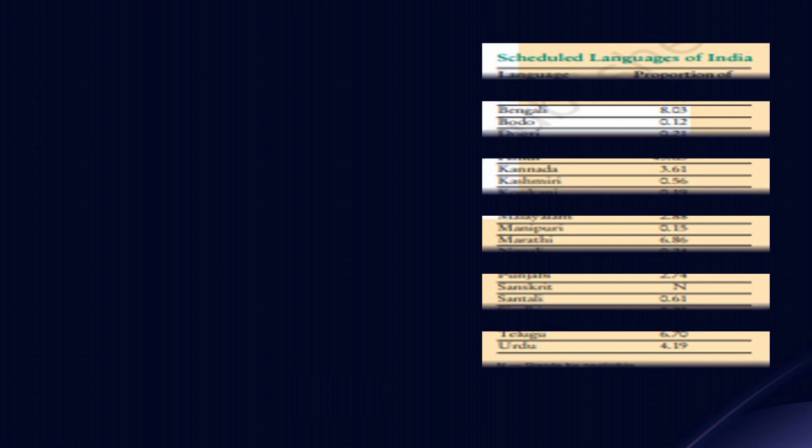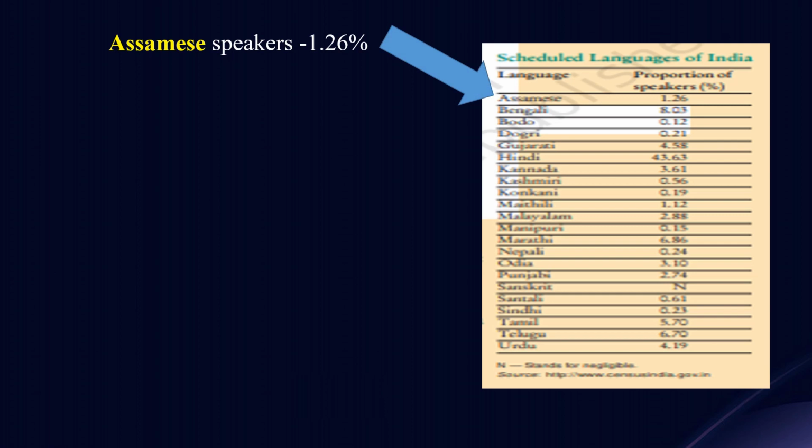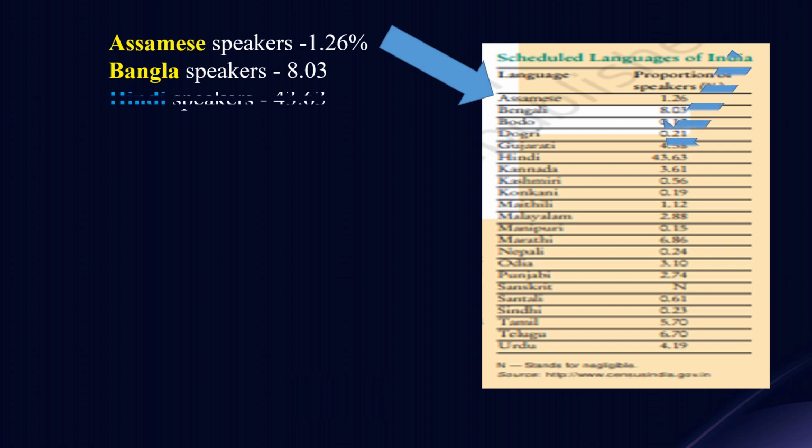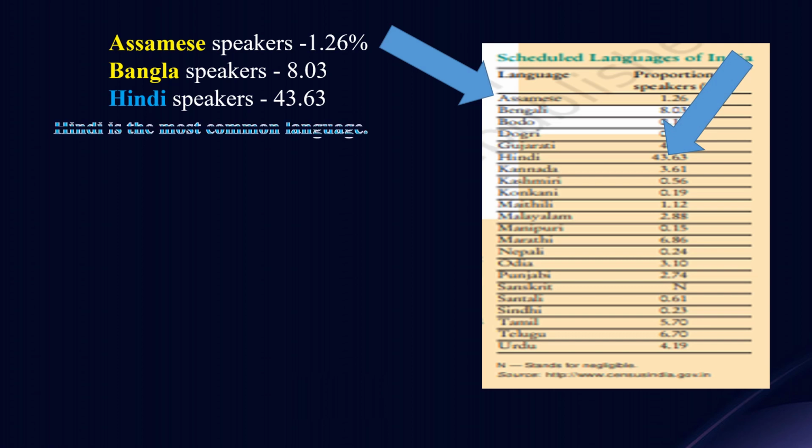In this list of the scheduled languages of India, we can see that Assamese speakers are here, 1.26%. Means only 1.26% of Indians speak Assamese. Bangla speakers are 8.03%. And if we observe the whole table, we will find that Hindi speakers are 43.63%. They are not even 50%. Thus, Hindi is the most common language, but still only 43% of Indians speak Hindi.